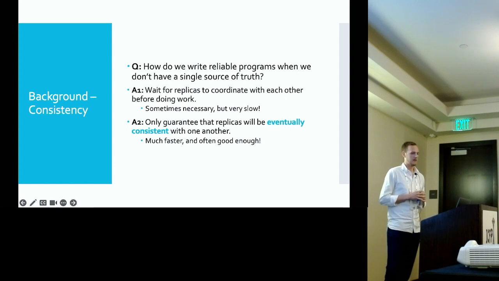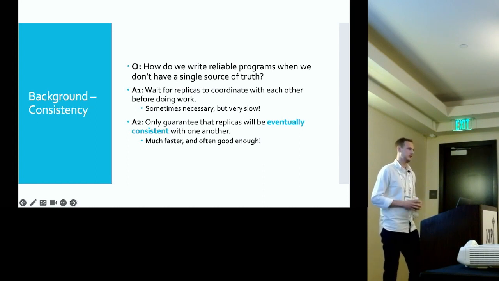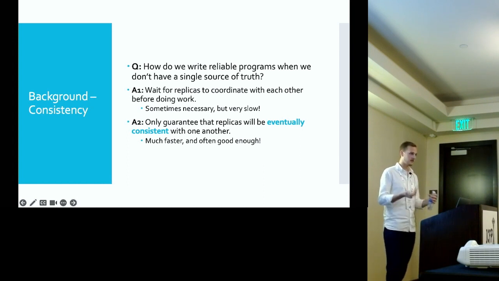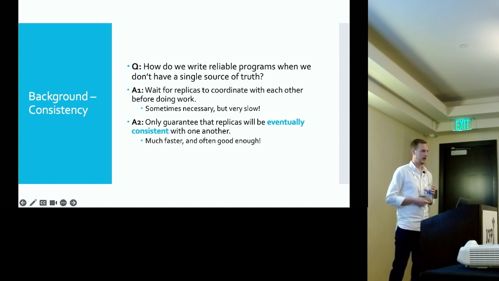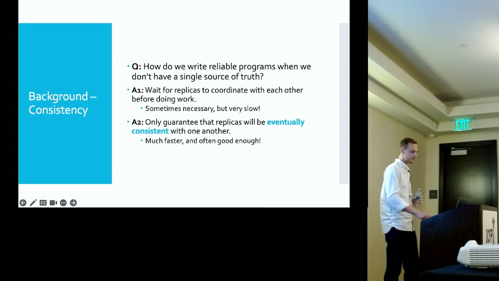And instead what we do is we accept that these replicas are going to be out of sync with each other. And instead, what we try to do is program up to the constraint that they eventually need to be the same thing. Once all of the updates come in at the end of the day, they should eventually all agree on whatever value they're computing. This is a lot faster. And generally, it's good enough in most circumstances.